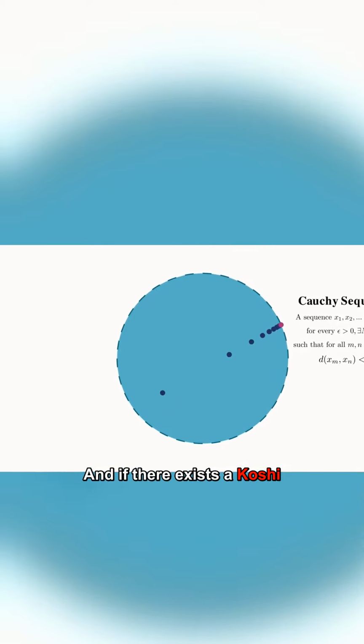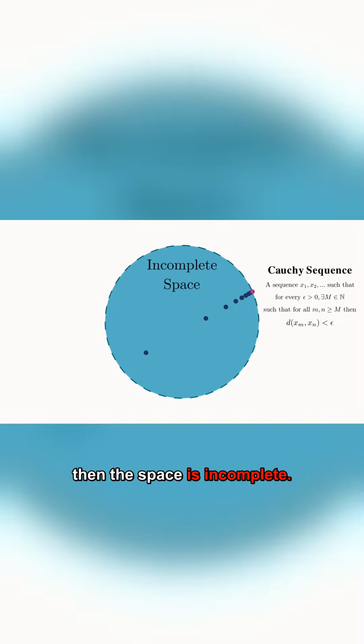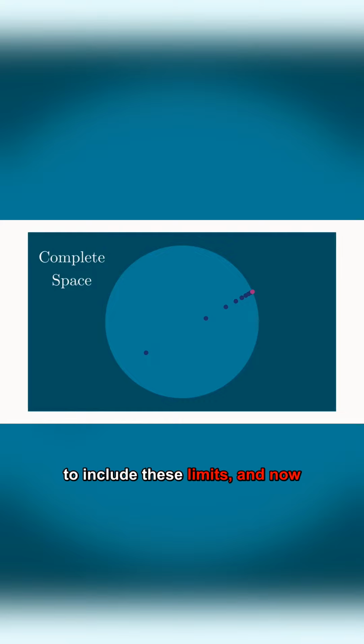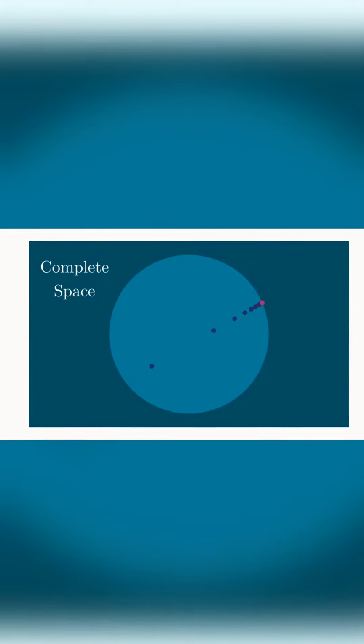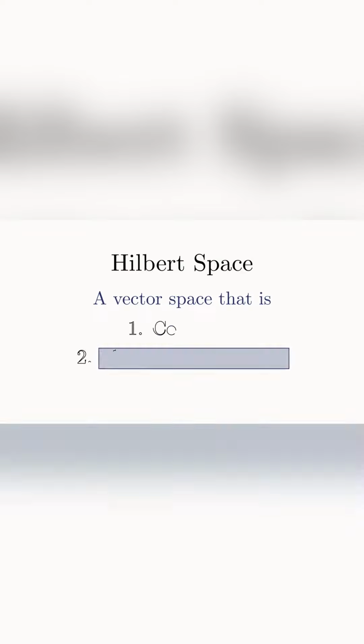And if there exists a Cauchy sequence converging to something that is beyond the space, then the space is incomplete. But if you extend your space to include these limits, and now every Cauchy sequence has a limit that exists inside of it, you get a complete space. So a Hilbert space is a vector space that is complete.